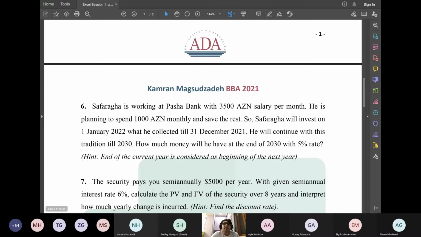And I give you a small hint here. The end of the current year is considered as the beginning of the next year. For example, the end of 2022 means the beginning of 2023. Or 31 December 2021 is the year end, 1 January 2022 is the year beginning, and the values should be the same here.